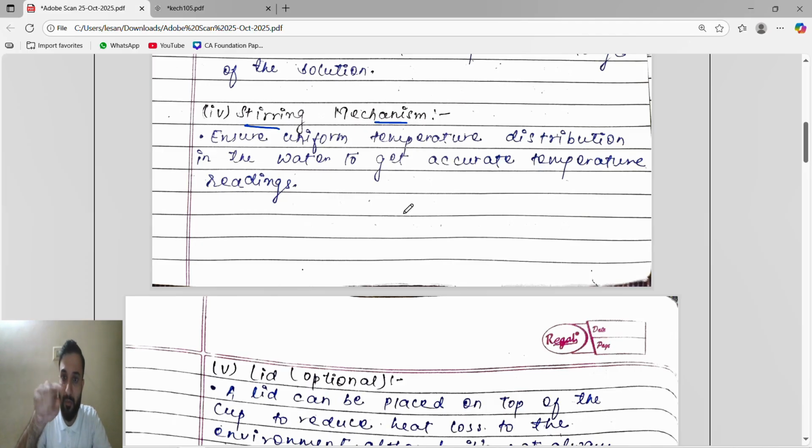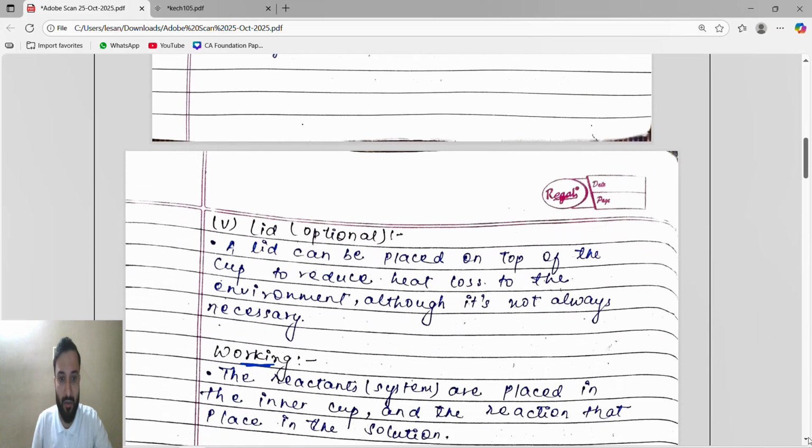When the stirring mechanism is there, it will stir, and whatever heat is produced, it will uniformly distribute into the water. So whenever we dip the thermometer anywhere, we will get the same, accurate temperature reading everywhere. Why is this? Because the heat is uniformly distributed in the water. So that's why the stirring mechanism is used.